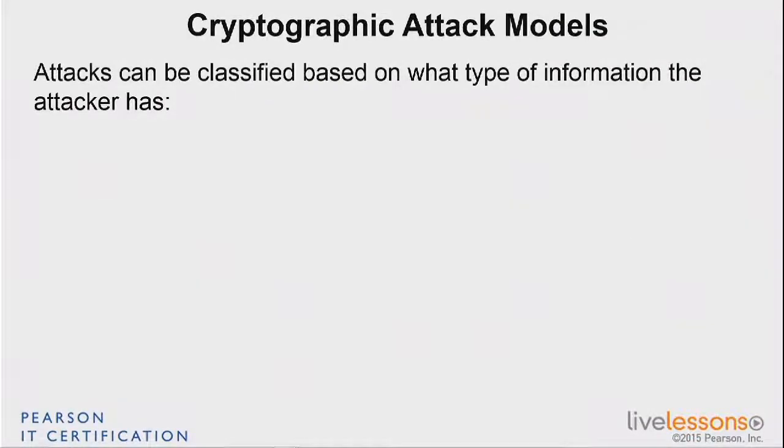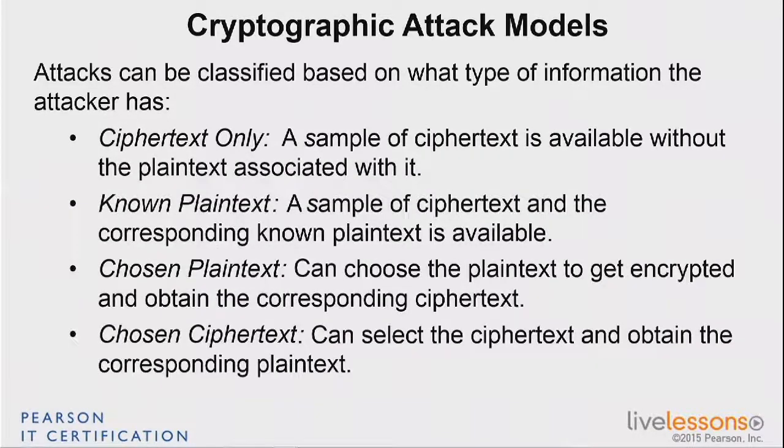Cryptographic attacks can be classified based on what type of information the attacker has. The attacker always has to start with something. So there are really four models. One is ciphertext only. Remember, ciphertext is text that has been encrypted. So in a ciphertext only attack, a sample of the ciphertext is available, but no plain text is known about it. So they just have the encrypted information.